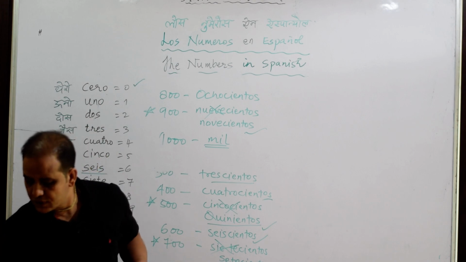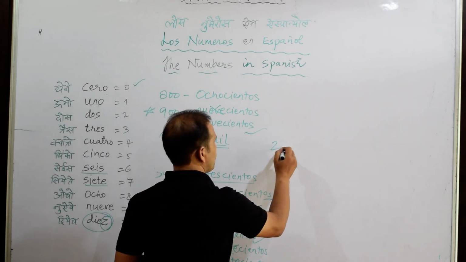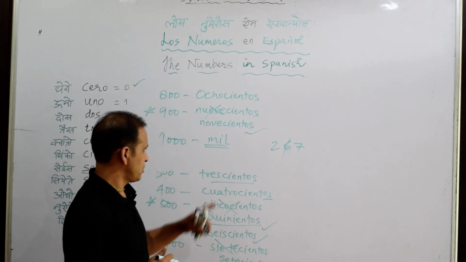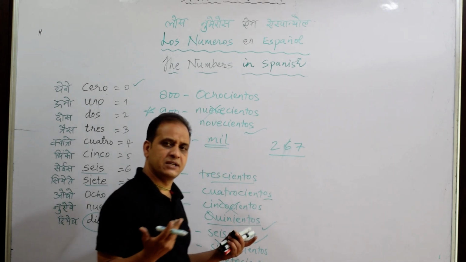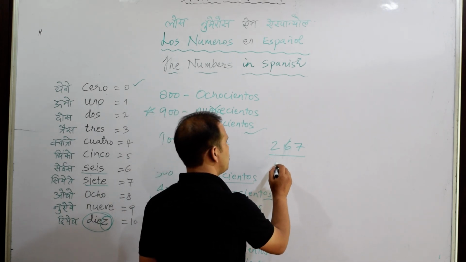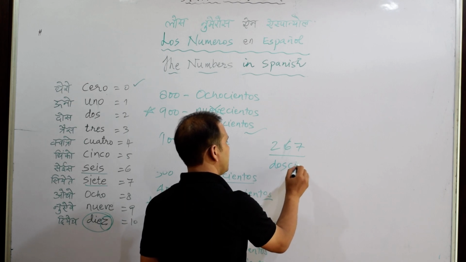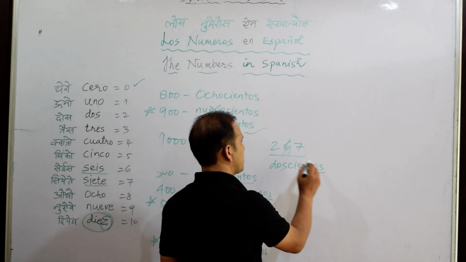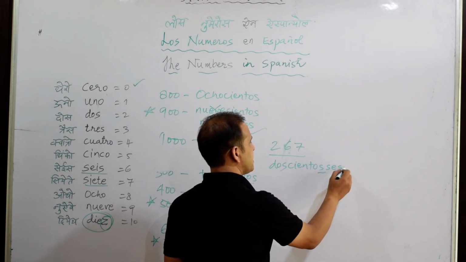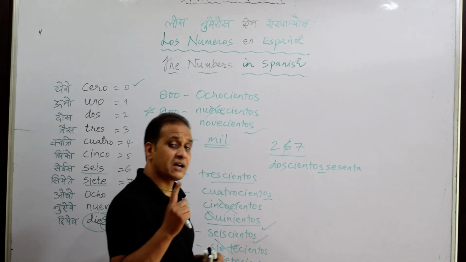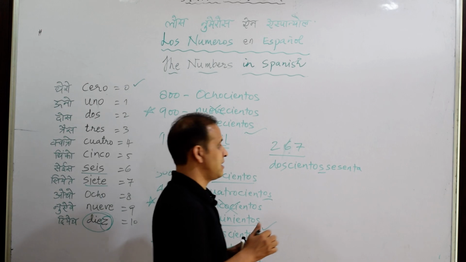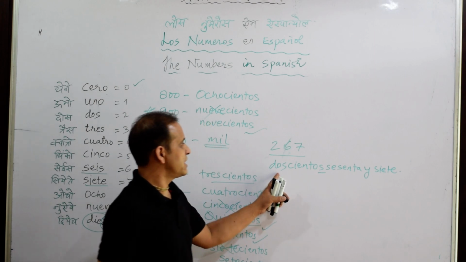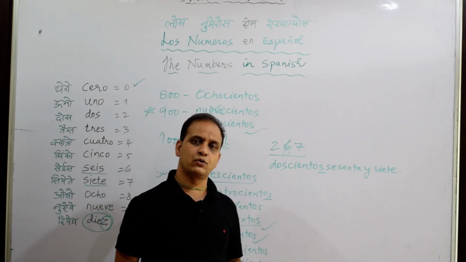So now let us do some practice. You see, if you want to say, for example, 267, how will you say? Okay, the way you say it in English, in the same manner, the pattern will be the same. What is 2? Dos. And 100? Ciento. But it is plural, so you will add s. Dos cientos. What is 60? I told you, sesenta. Setenta is 70, but here it is 60, sesenta. And siete. So dos cientos sesenta y siete. That is how you will say.